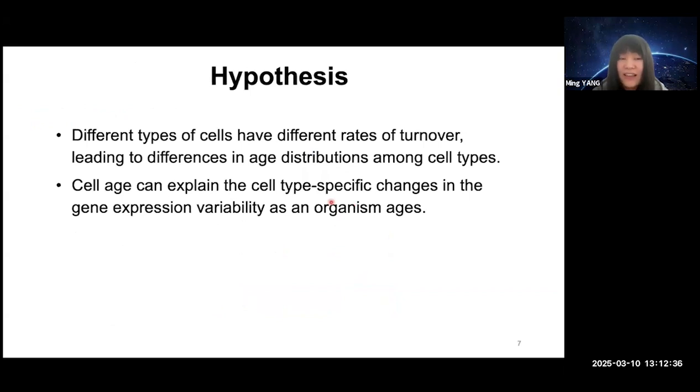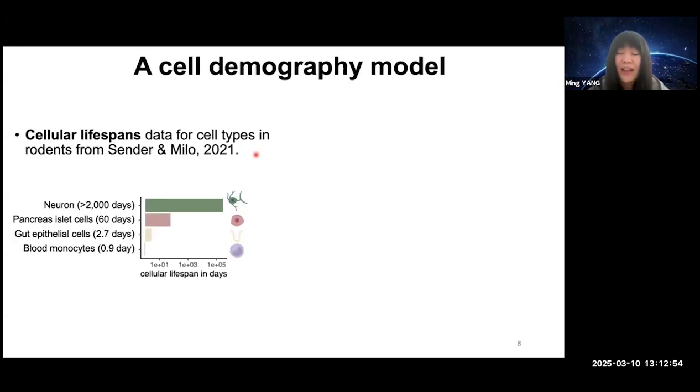So we notice that different types of cells have different turnover rates, and this might lead to differences in the cell age distribution among different cell types. So we want to test the hypothesis that cell age can explain the cell type specific change in the gene expression variability as the organism ages. And to test our idea, we first need to measure cell age.